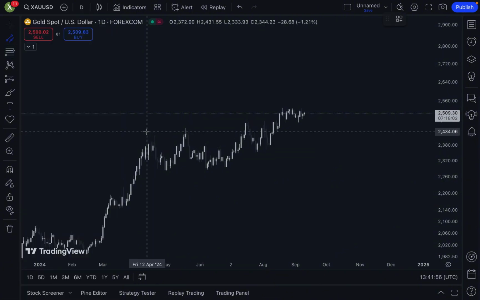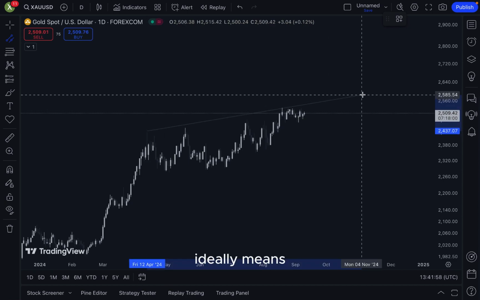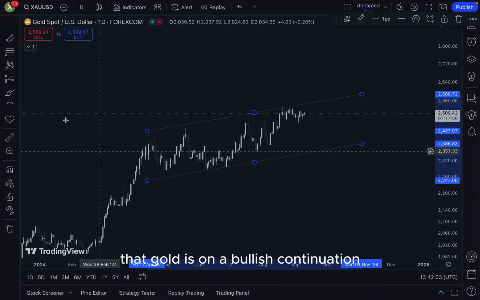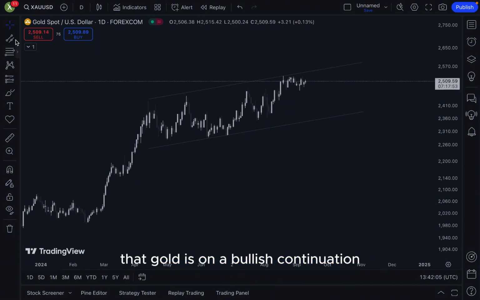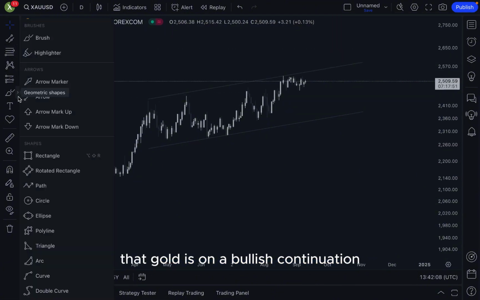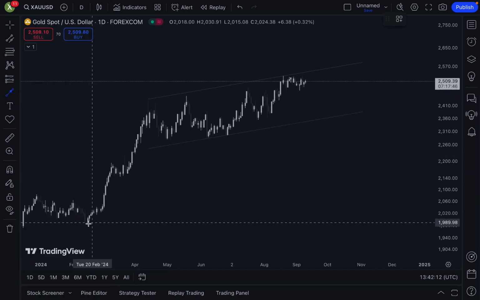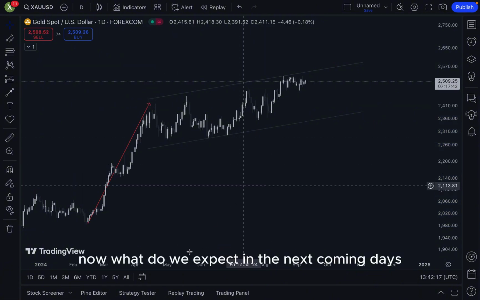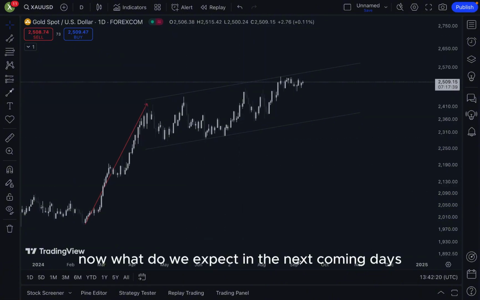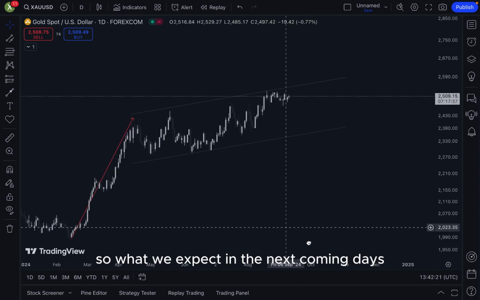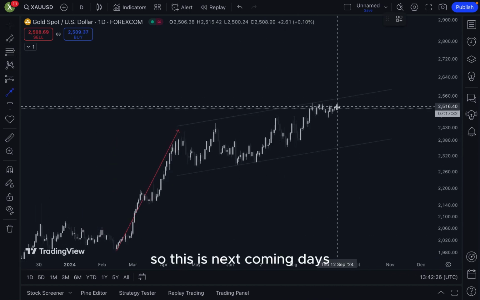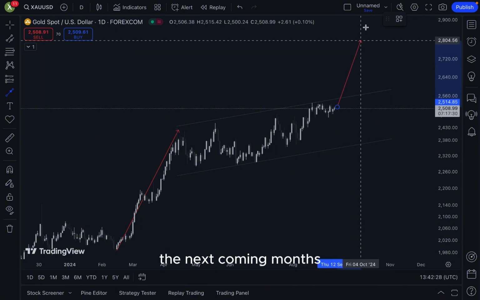This ideally means that gold is on a bullish continuation pattern, right? So if I do this, okay, cool. Now what do we expect in the next coming days? What we expect is for gold to do something like this. So this is the next coming days, the next coming months.